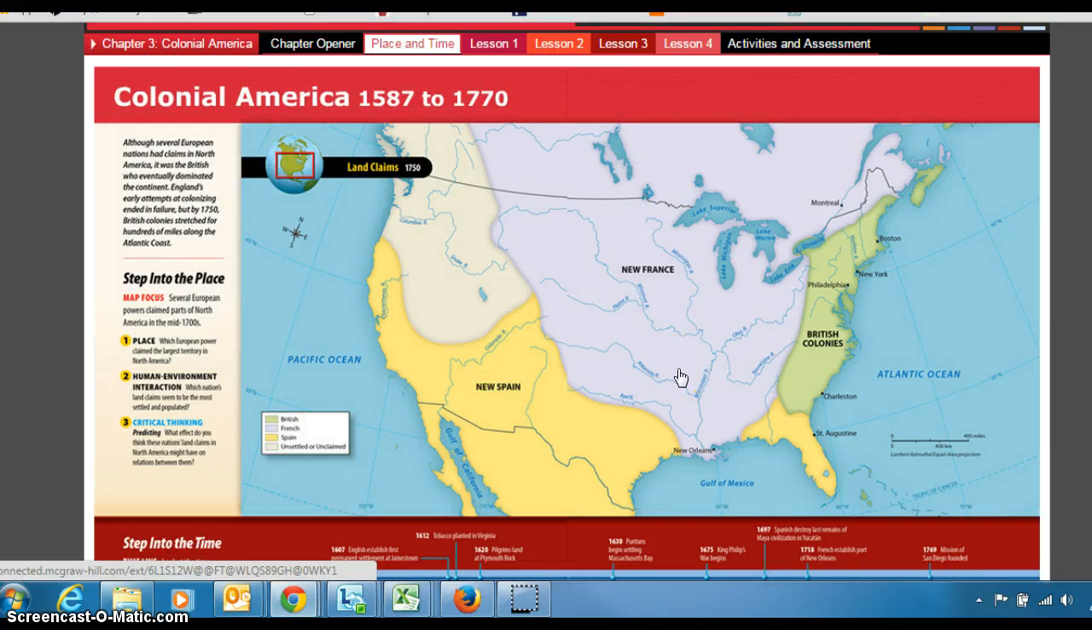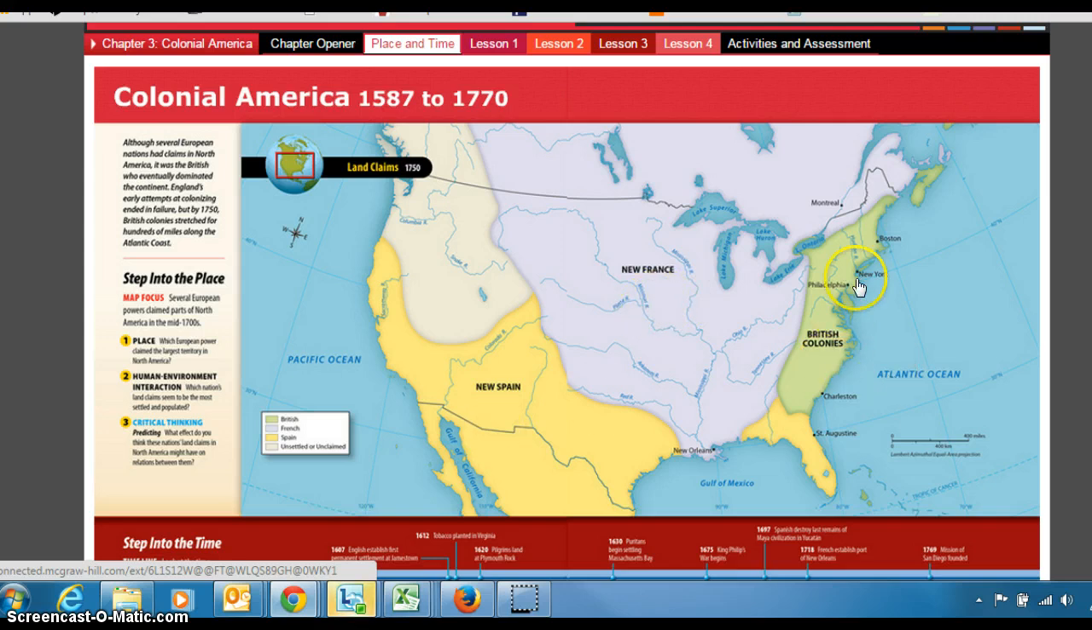So the setting is very important in a story, and U.S. history is just a story. Okay, so let's look at this. This is a map of the United States from 1750. So you can see this was about, what, 250 years ago? You can kind of see where the different colonial powers were.